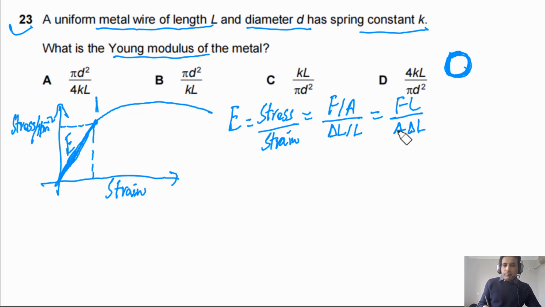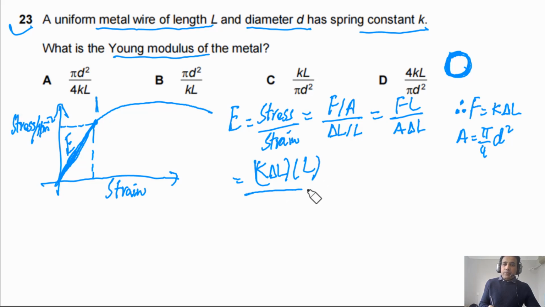As this obeys Hooke's law, we can say F is equal to k times delta L, and A will be pi over 4 times D squared, because the cross-sectional area of the wire is circular. Now simply we can plug in these values. We replace F with k times delta L, so this is L divided by pi over 4 times D squared, multiplied by delta L. Now we need to simplify. Delta L cancels with delta L, and the 4 we can write in the numerator. This will be 4kL over pi D squared. So this is the final answer. There are some key points you need to understand.